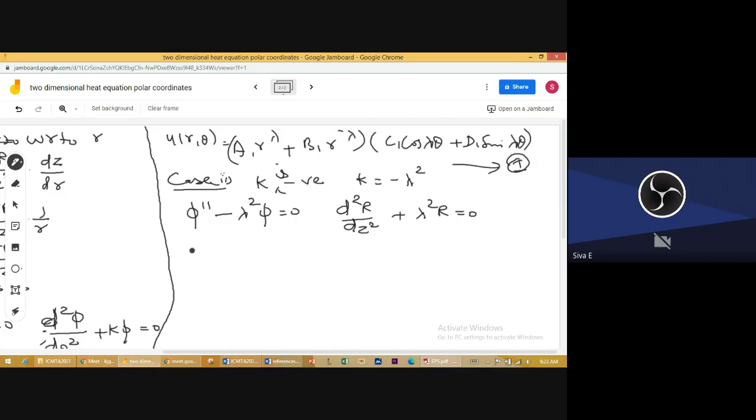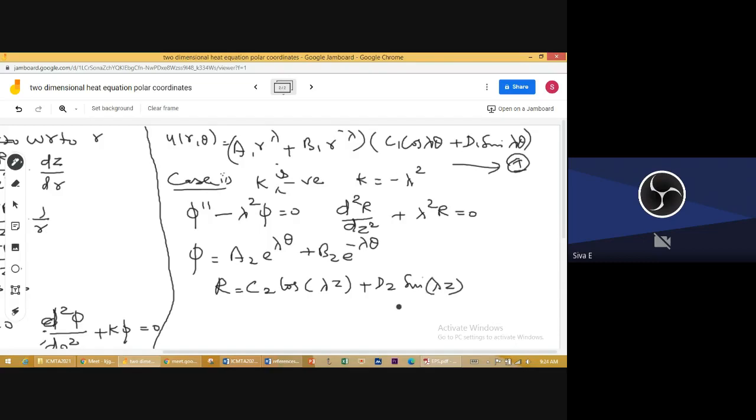So what is phi here? Phi is a e power lambda theta plus b e power minus lambda theta. That's one. But the second one is r equal to c cos lambda z plus d sin lambda z. So what is r?